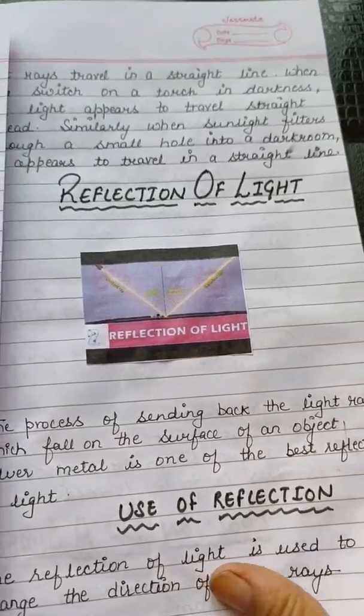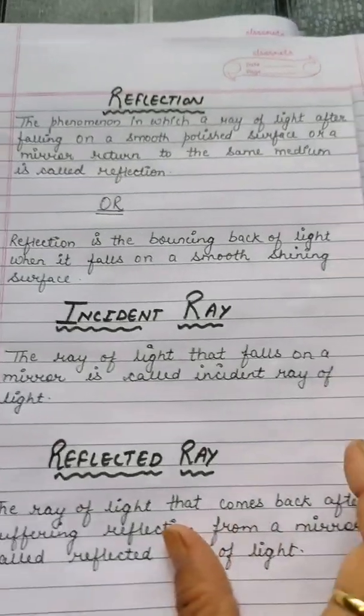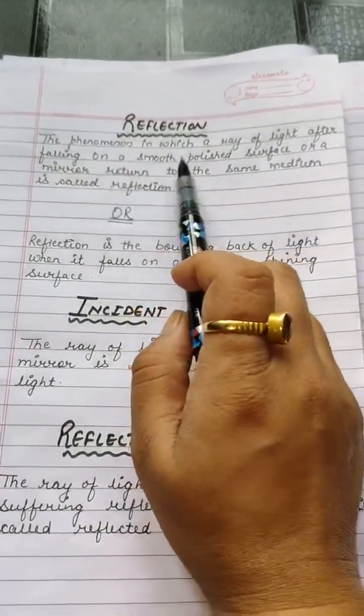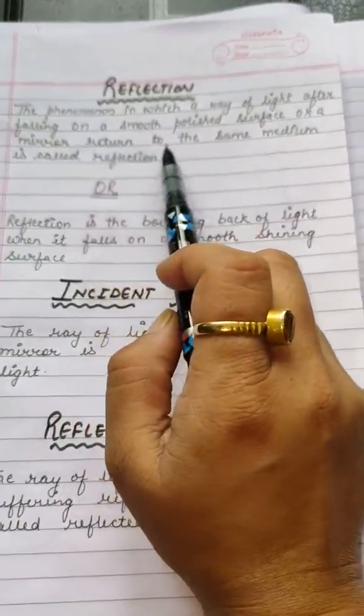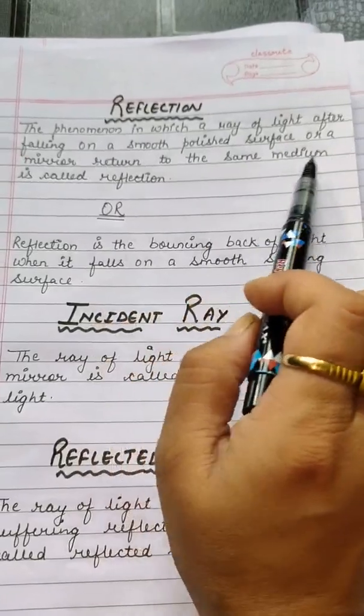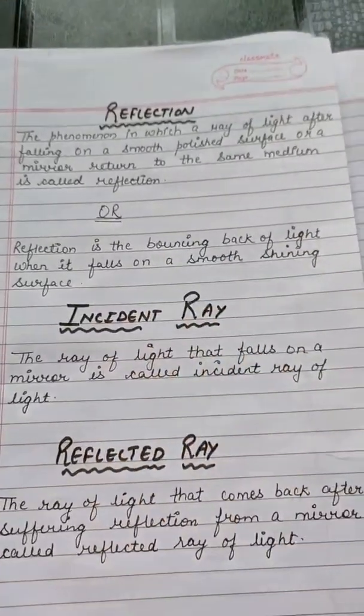So reflection can also be defined as the phenomenon in which a ray of light, after falling on a smooth polished surface or a mirror, returns to the same medium.